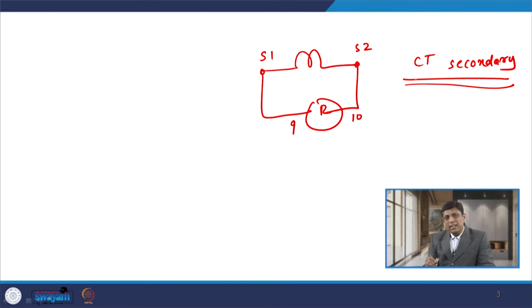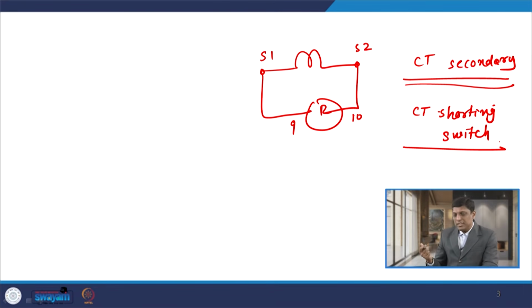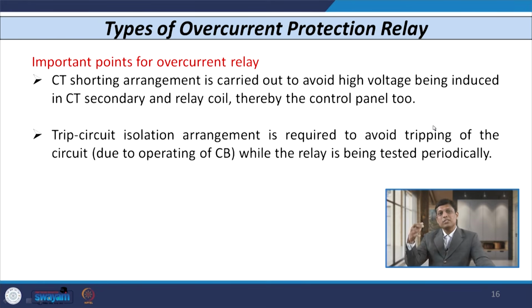So, in an actual substation, almost all the CTs are provided with a device known as a CT shorting switch. The function of this CT shorting switch is, whenever you remove the relay from the CT, the CT secondary is automatically closed by this CT shorting switch. So, this is a very important point when you consider any type of overcurrent relay. The next point you have to consider is the trip circuit isolation arrangement.